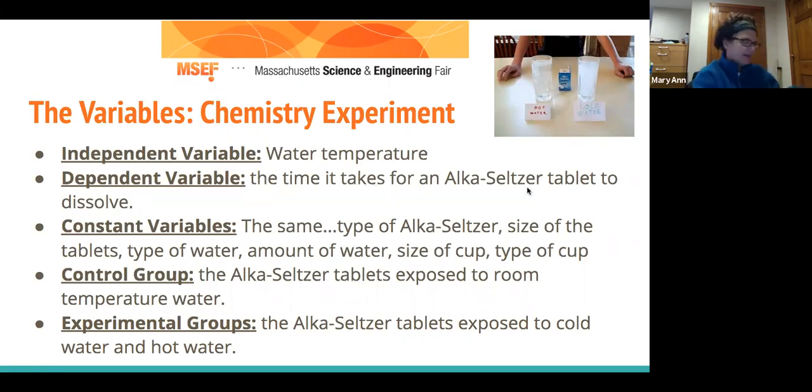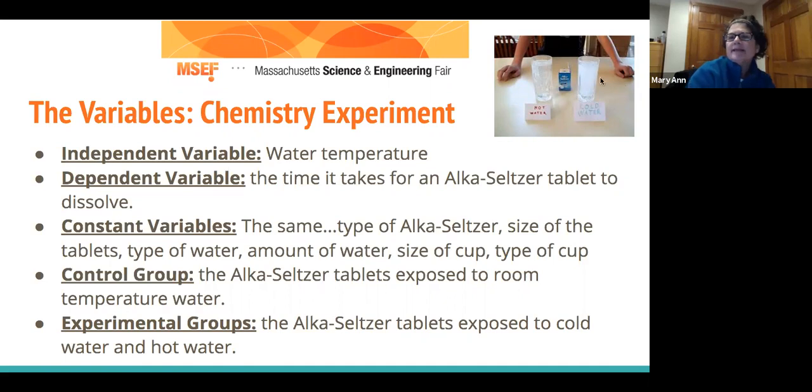So I don't have Alka-Seltzer, but I do have effervescent tablets here. I don't know if you can see me. Here's a nice little picture up here, hot water versus cold water, but we will talk about that as well when we talk about the control group.